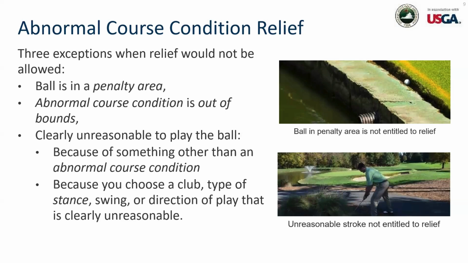And the third one, as I kind of alluded to, is if it's clearly unreasonable to play the ball, whether it's because of something else other than the abnormal course condition, or because you're choosing a club or a swing or a stance that is clearly unreasonable. So in that bottom picture, this player is clearly not taking his normal stance. He does not hit every shot like that. He's trying to put that foot on the cart path to try to grant himself relief to get away from that bush that his ball is in. In that situation, unfortunately, you would have to deny relief, and that player would have to just play the ball as they lie or take unplayable ball, which again, we'll cover a little bit later.